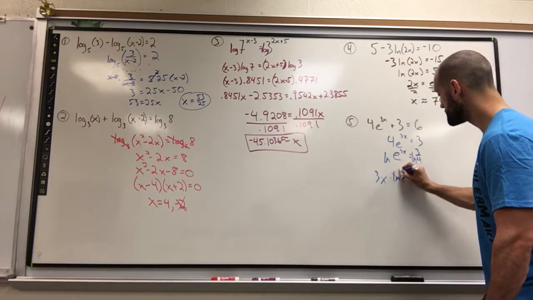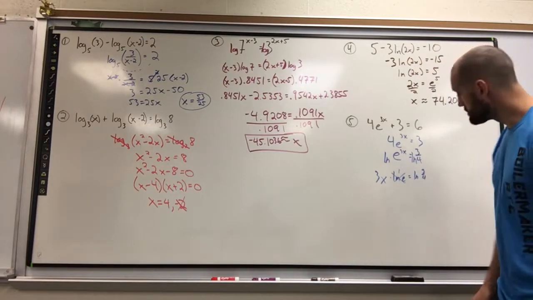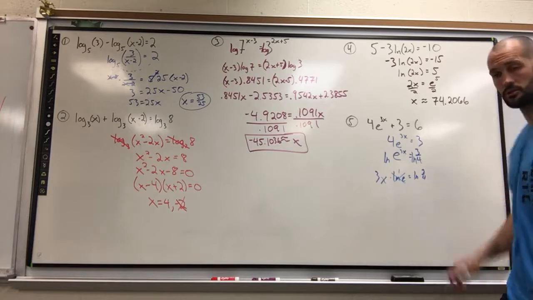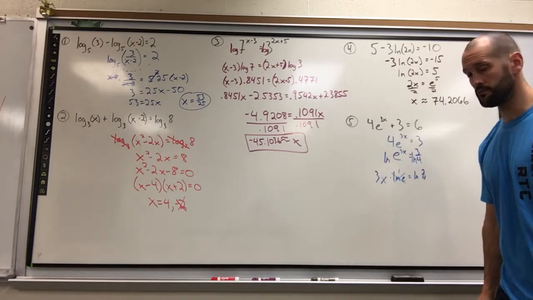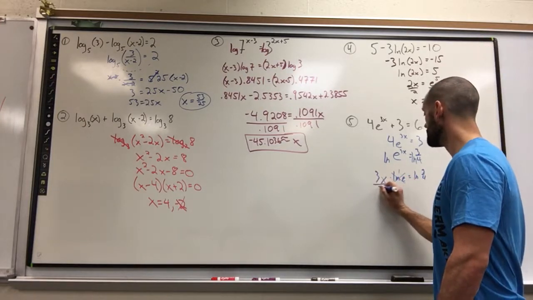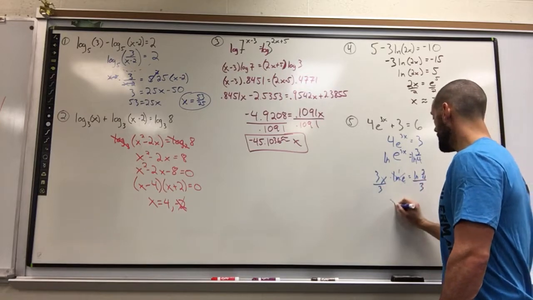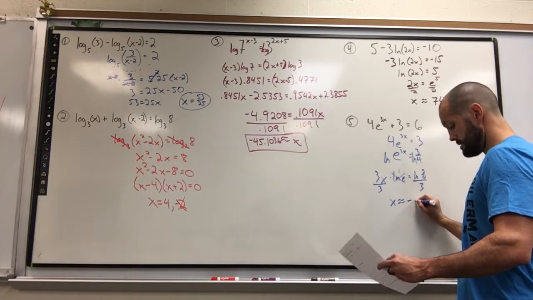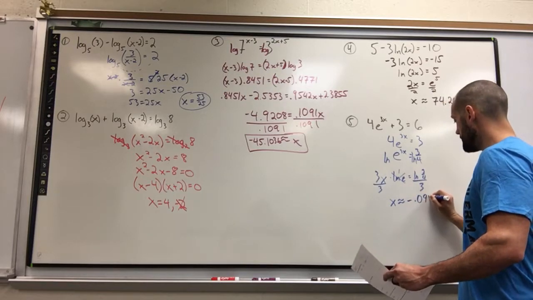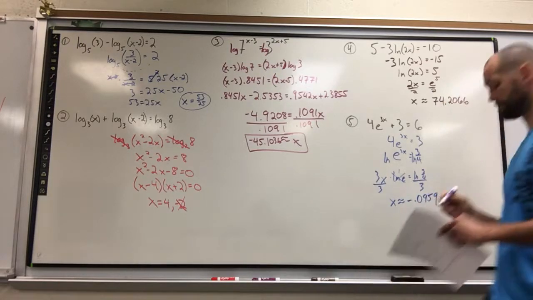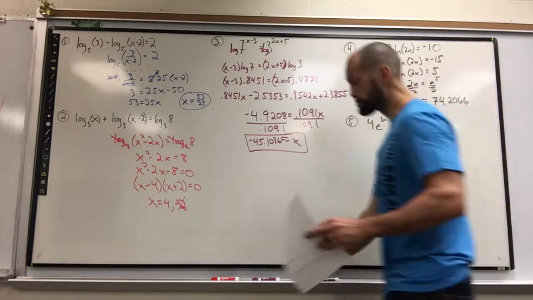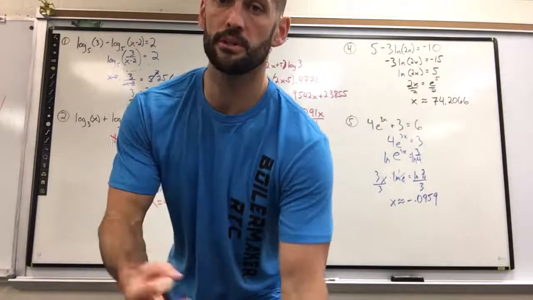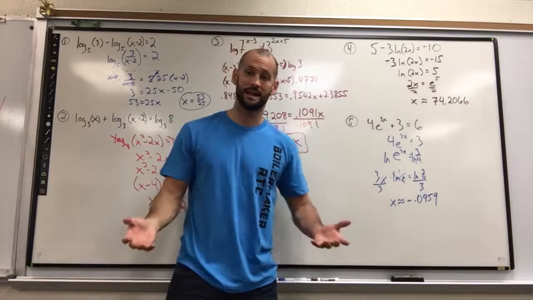This ends up being just 1. So I'm left with 3x equals natural log of 4. Very convenient. Calculator time. Divide by 3. X is approximately negative 0.0959. Those are 5 problems that demonstrate all the properties and principles you will need to complete your enhancement, and you should have known before we took our test.